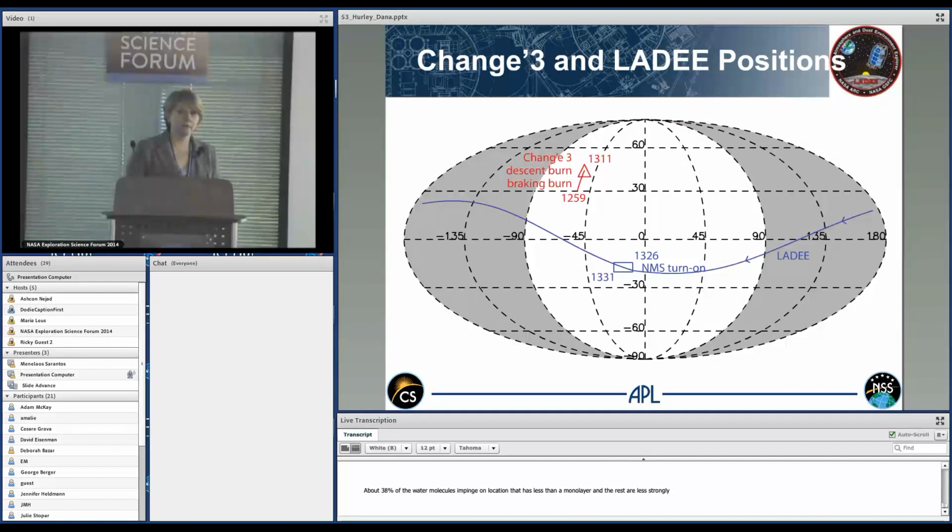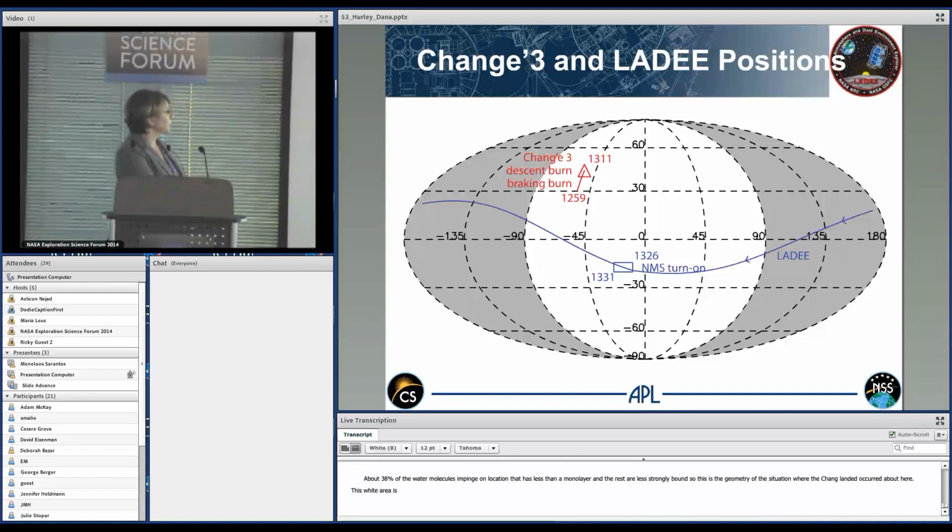So this is the geometry of the situation where the Chang'e-3 landing occurred about here. This white area is the day side of the moon, and then the darker areas are the night side. So this is the pre-dawn area, that's the post-dusk. And LADEE was in a retrograde orbit coming around like that.